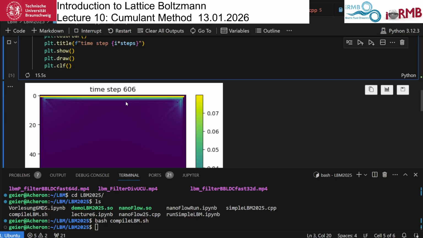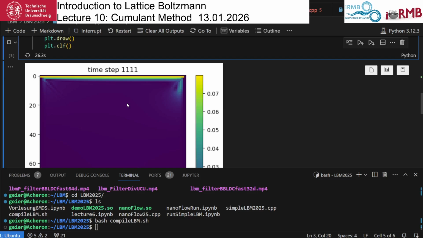Okay, so it's not visible that it is necessarily better now so far. Yeah, so there is this. I don't know where this oscillation up there is coming from. So maybe we have some problem with the boundary conditions.